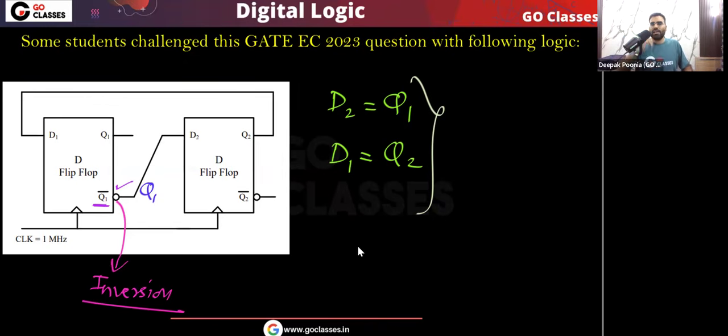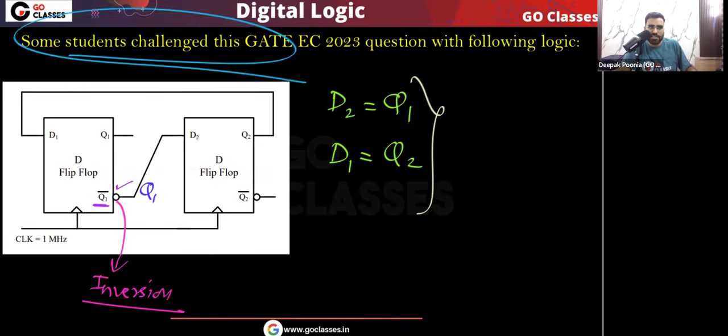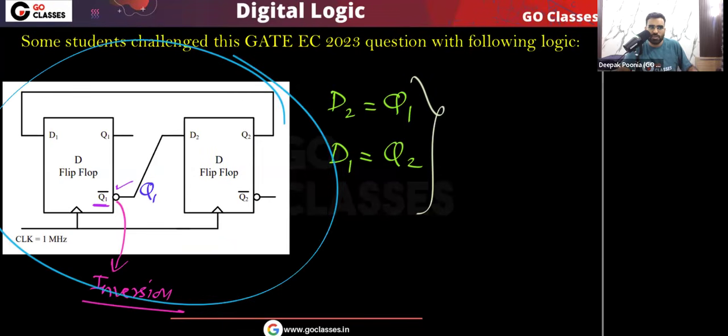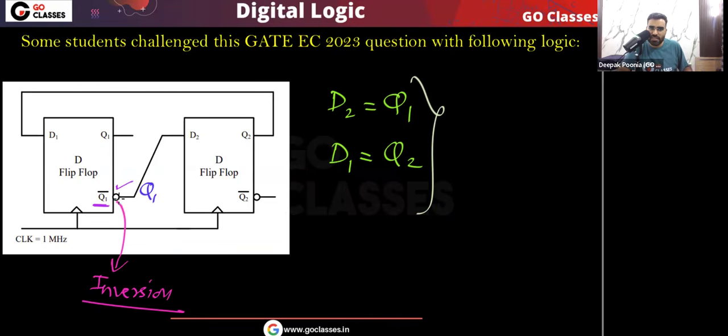Actually, this makes sense. Okay, I will show you why this makes sense. This challenge actually makes sense, and that is the reason this challenge was accepted. And to be honest, the question maker who made this question was not thinking that the students will think like this, because the question maker was just thinking that these are the logic diagrams of the D flip flop.